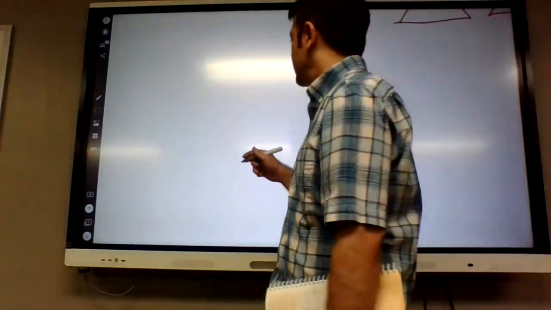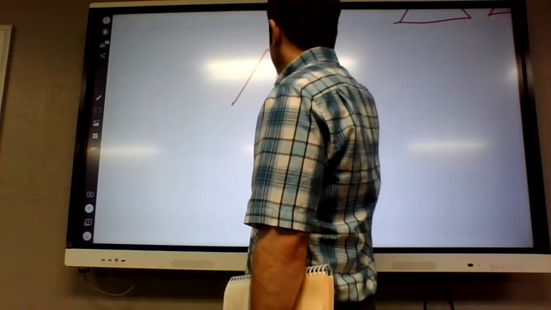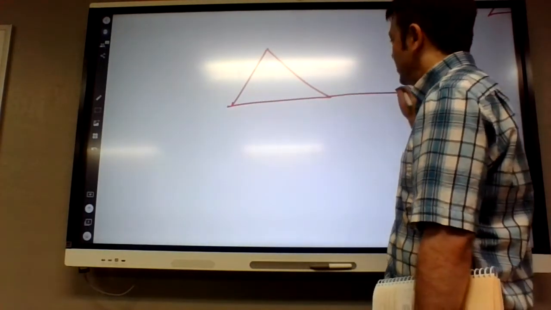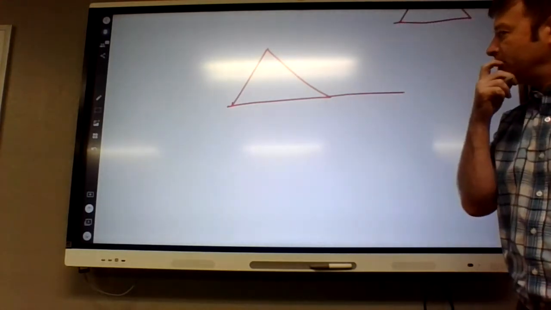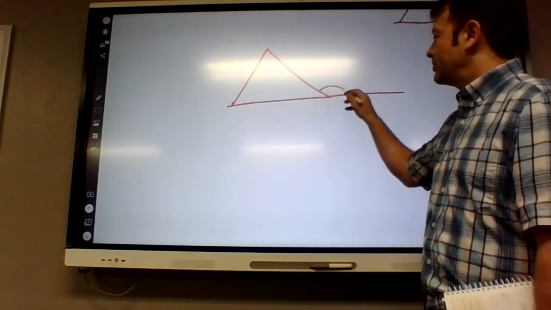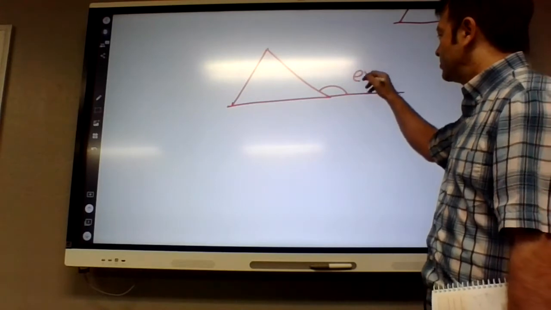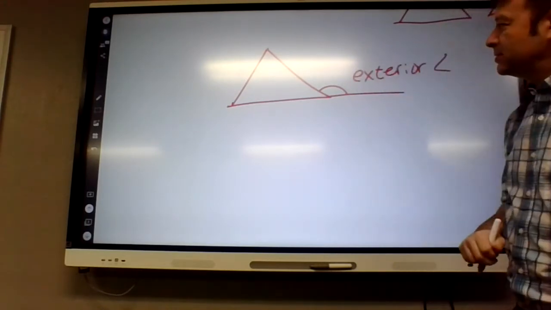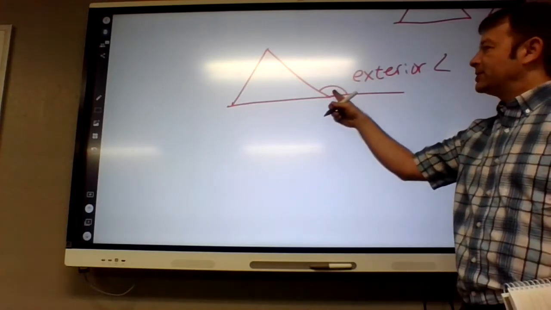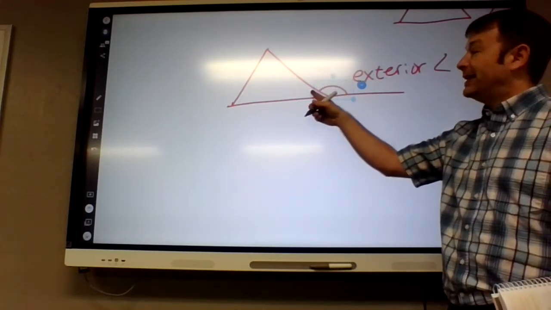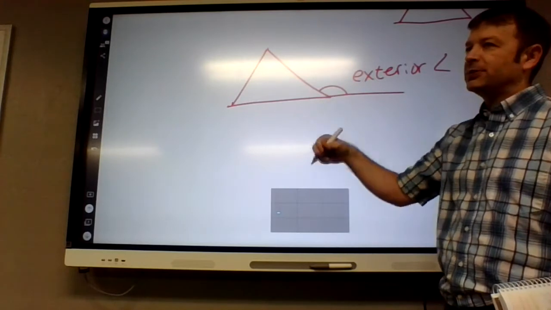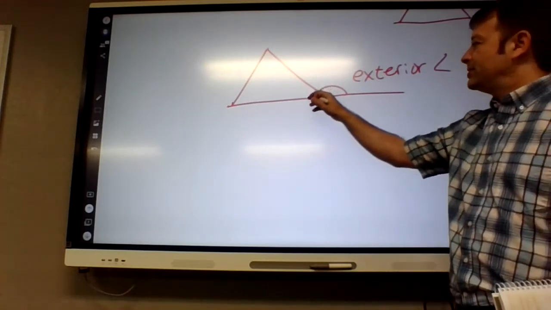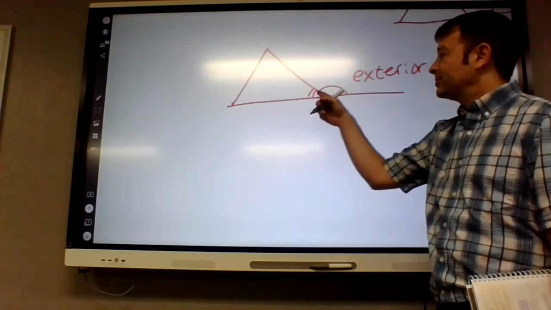Okay, two more definitions. This is new. If you extend a line on a polygon, the angle that's created out here is called an exterior angle. Guess what we know about an exterior angle and the interior angle that it's right next to? They add up to 180. All these are interior angles.